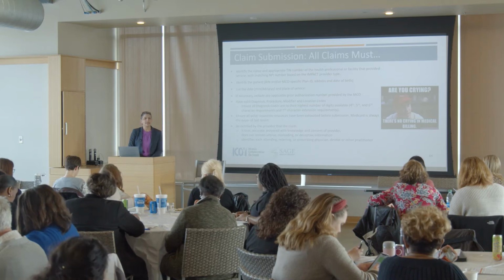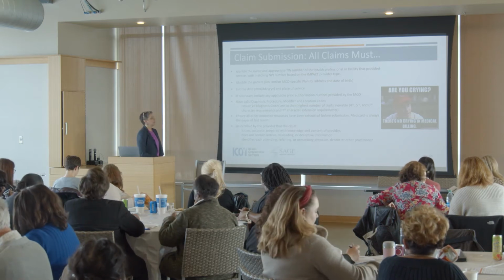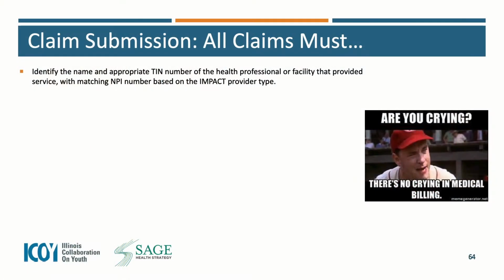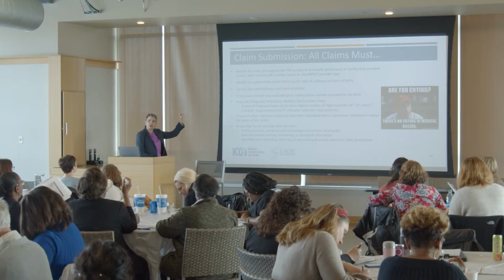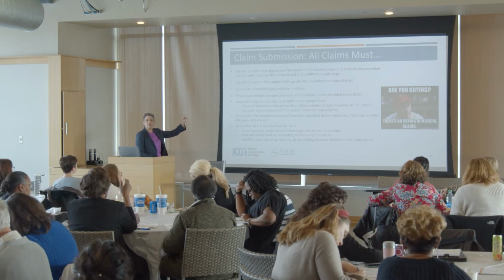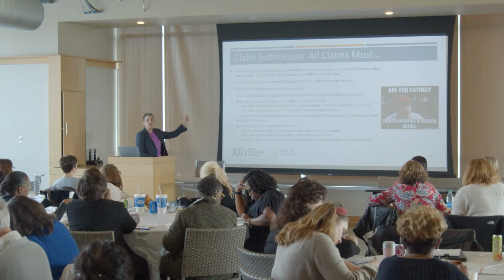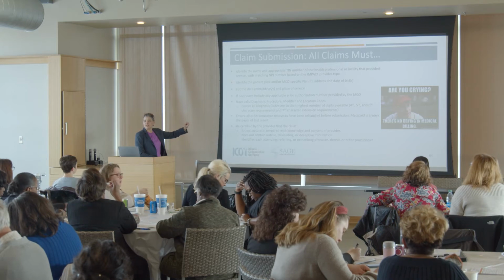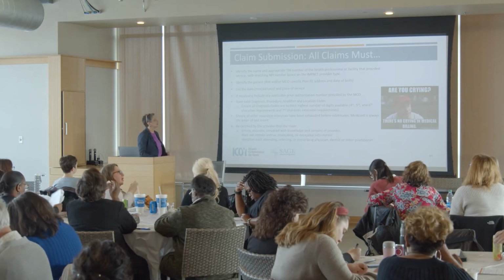Okay. Basics. What do you need to put on a claim? You definitely need to have the name and TIN number of the professional or facility that provided the service with the matching NPI number that you have in IMPACT, right? So this is where it all starts to tie together. What you've got in IMPACT as your NPI for your facility with that TIN has to match what you put on the claim, or the MCO is going to say, wait a minute, you're not credentialed to provide this service. So it's really important that those match up.